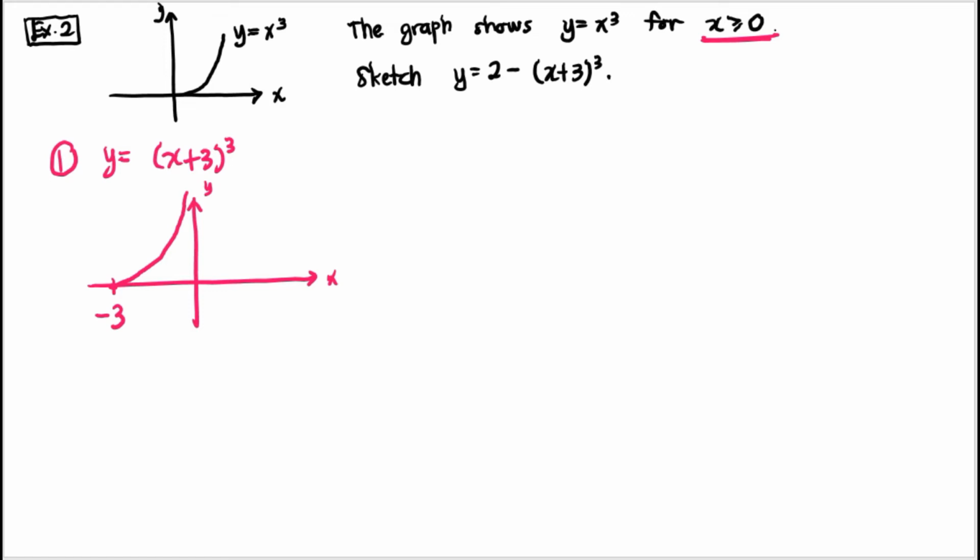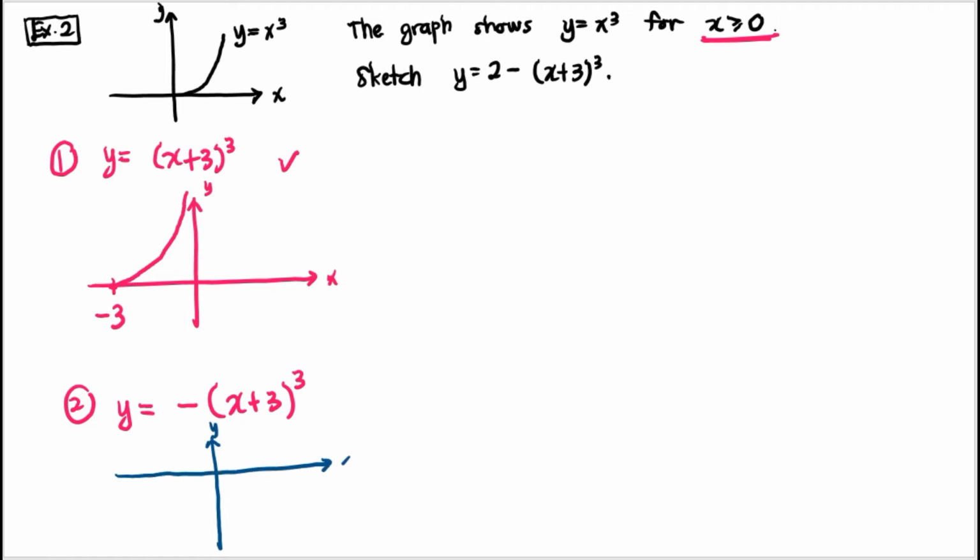Now, in the second step, I'm going to reflect it, because initially I have this graph. I want to reflect it about the x-axis, because I'm going to draw y equal to negative of f(x). So this is y and this is x. This is -3, so it will be something like this. It goes that way. So this is y equal to negative of (x plus 3) to the power of 3.